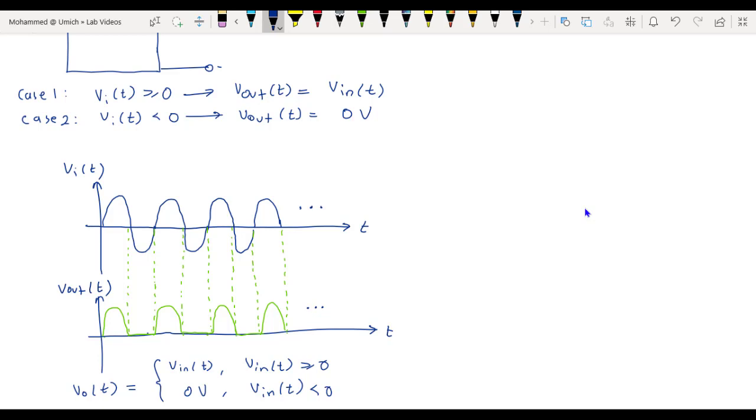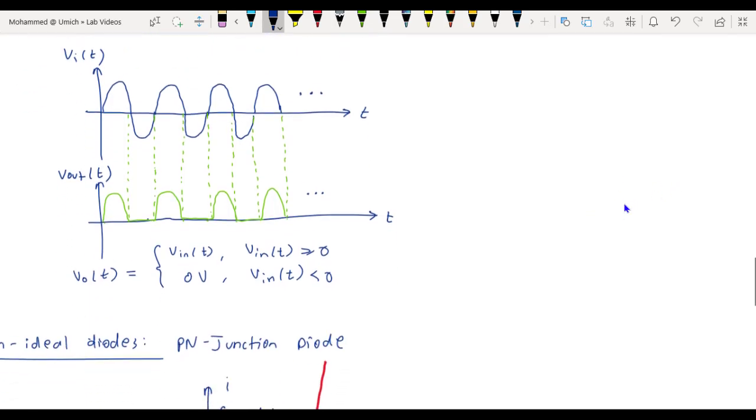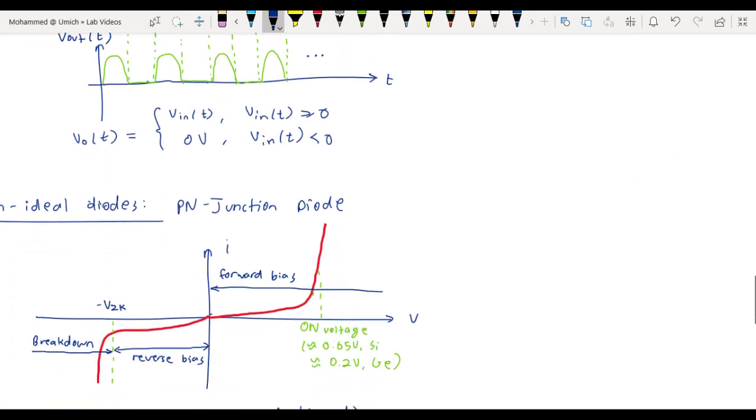Alright, so the analysis we've just done is for an ideal diode. Now let's take a look at a non-ideal diode.